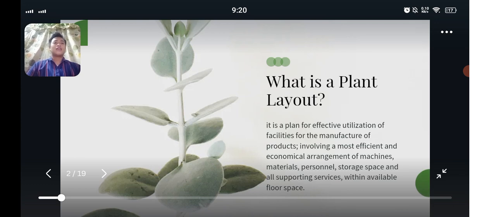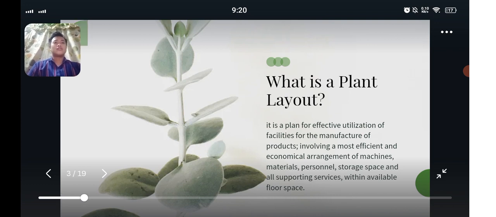What is plant layout? It is a plan for effective utilization of facilities for the manufacture of products, involving the most efficient and economical arrangement of machines, materials, personnel, storage space, and all supporting services within available floor space. So, it is a plan of optimum management of facilities which include the personnel, operating equipment, storage space, material handling equipment, and all other supporting services, etc.